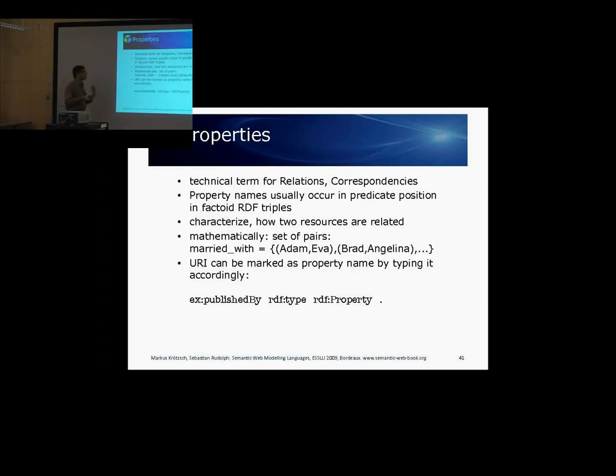The property, which we have discussed in a lot of detail till now, is basically a technical term for relations or correspondences, and property names are usually in the predicate position in the RDF triples. Mathematically, if I have a property called married with, I can represent it as a set, and the entities involved in this set use this particular property, like Adam and Eva. Adam is married with Eva, Brad is married with Angelina, and so on.